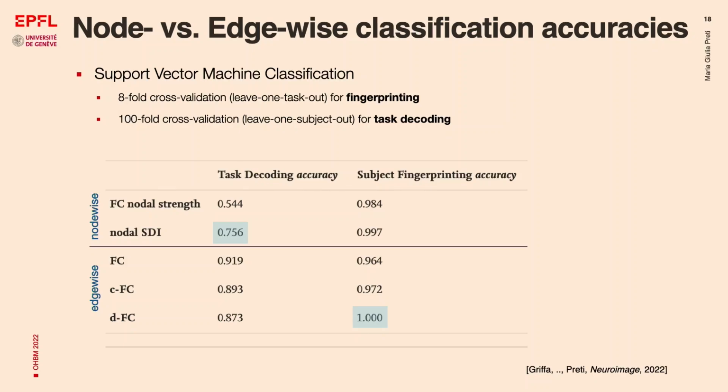But also what is interesting to notice is that for subject fingerprinting, accuracies are very high, but the highest one, perfect accuracy of 1, is reached with DFC, so with the decoupled version of functional connectivity. And this is very interesting for us because we don't really know what this signal is, right? What portion of the signal goes in this decoupled portion. And so it's interesting to see that it's indeed the portion of the signal that is more unique to different subjects.